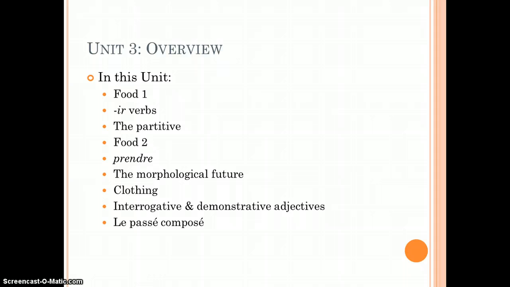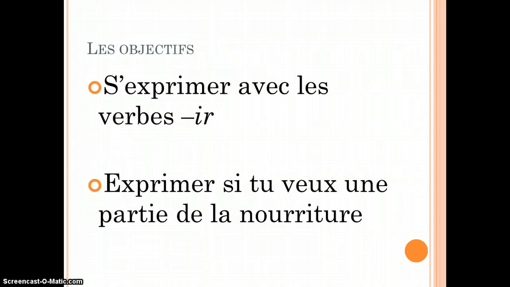To give you an overview of where we are in our third unit, we've already studied some vocabulary and expressions related to the first section of food we've studied for the unit. Now we're going to study IR verbs and the partitive. Les objectifs sont donc à s'exprimer avec les verbes IR et aussi exprimer si tu veux une partie de la nourriture. To express oneself using IR verbs, and to express if you want a part of food.